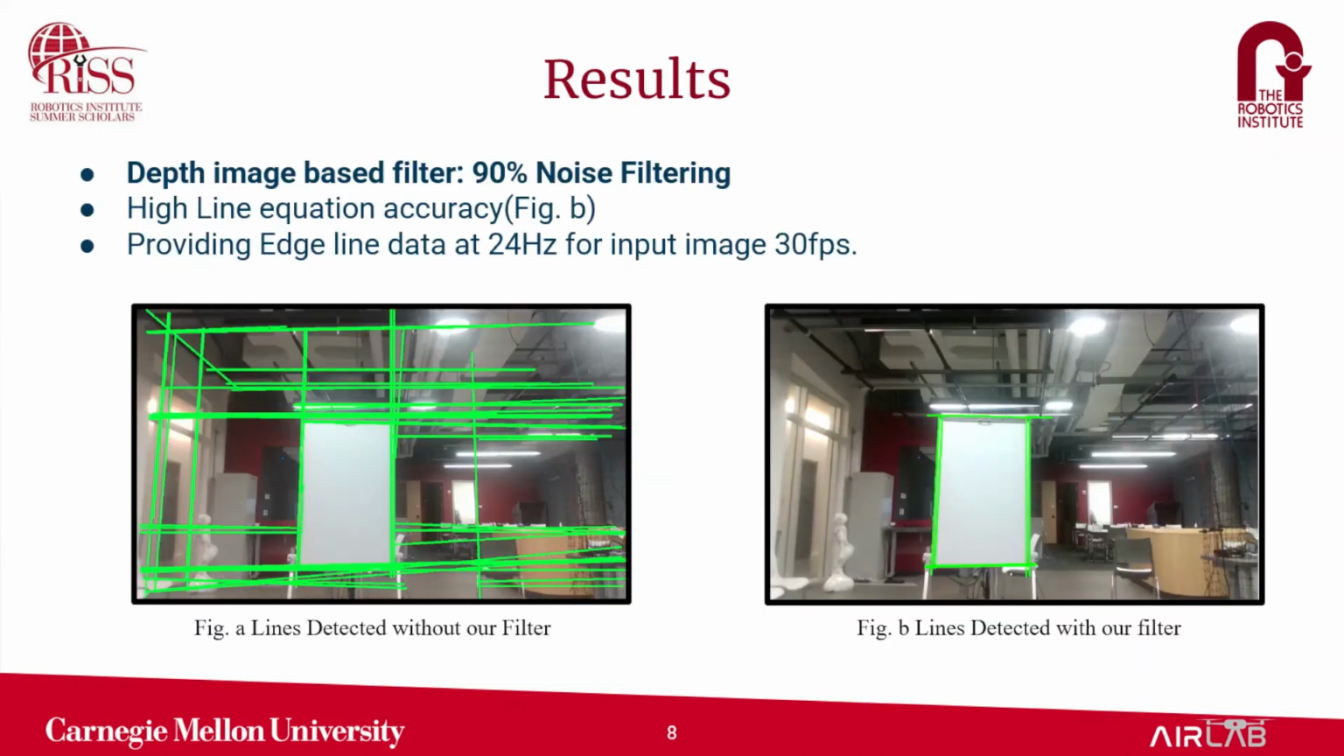In our results, we see that we remove about 90% of unwanted lines with our depth image based filter. The lines which are detected in full image can be seen in figure A, and our final results can be seen in figure B. We detect edge lines with very high accuracy and provide the line data at about 24 Hz for input image feed of about 30 frames per second.